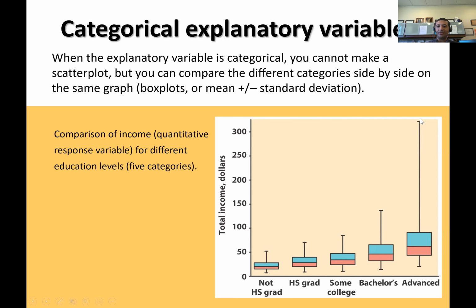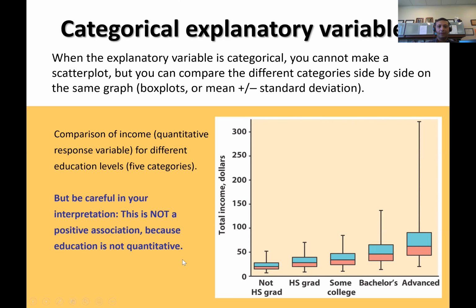And as you can see, there is a very high number at the higher end, which will naturally increase the overall average salary for somebody with an advanced degree. So this is a comparison of income for different education levels. This is not a positive association because education is not quantitative. You're just looking into the level of education. Therefore, you can't make an association like we were able to do in the previous category.